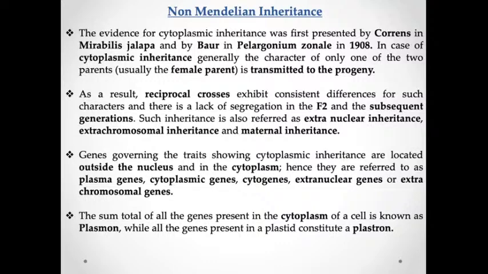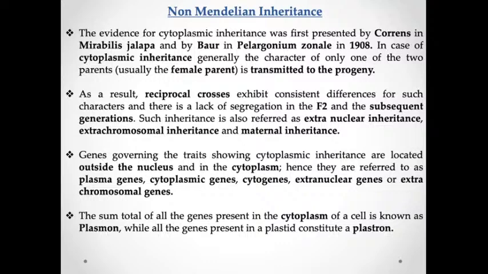And whenever we do the reciprocal cross and it exhibits differences for such a character, we don't see segregation. There's a lack of segregation in the F2 generation and also in further generations. Such inheritance, in which we don't see any differences in the F2 generation, we call extranuclear inheritance, extra chromosomal inheritance, or maternal inheritance. Remember these terms, students. These are new terms coming for you in the genetics part, like we are touching the advanced genetics part now.